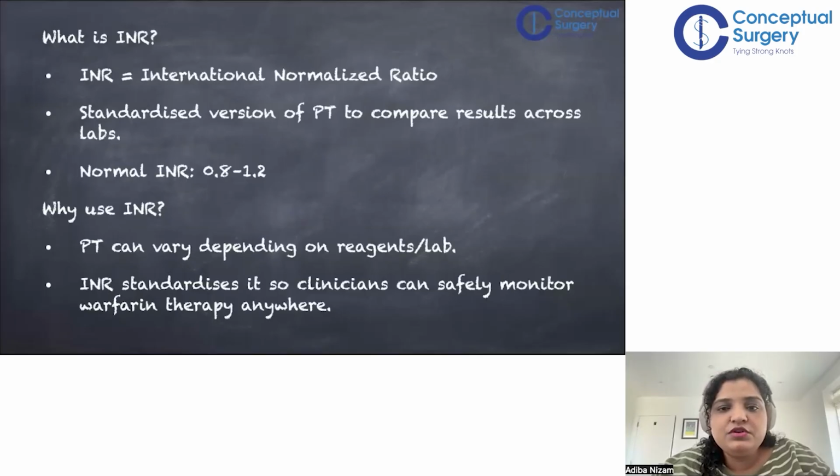The INR is the international normalized ratio. It is the standardized version of the prothrombin time, which helps us compare the results across labs because the value of prothrombin time varies as per the lab and the reagents that they are using. So that is why we use INR to standardize the value across the world. So the normal INR is in the range of 0.8 to 1.2. And we are using it because prothrombin time varies depending on the reagents and the lab.